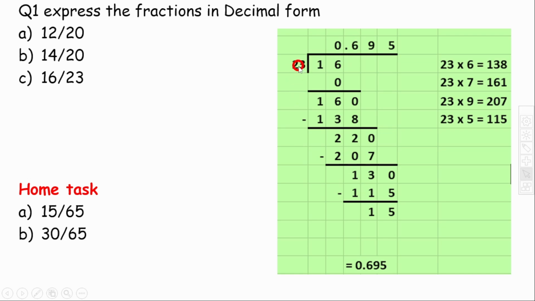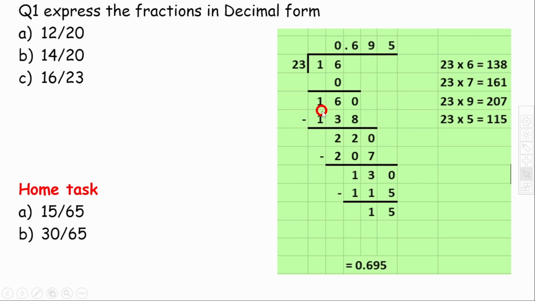You now ask yourself, 23 times 6 is what? 138. You write it underneath, 138. You now subtract this number from 160. What do we have? 10 minus 8. We borrow 1 from here, you put it here, it becomes 10. 10 minus 8 becomes 2. So this one remains 5. 5 minus 3 is 2. Because we have 22 as our remainder, we add 0 again.